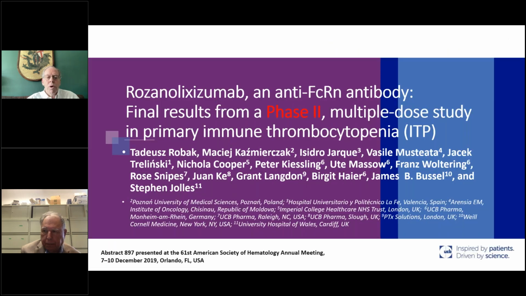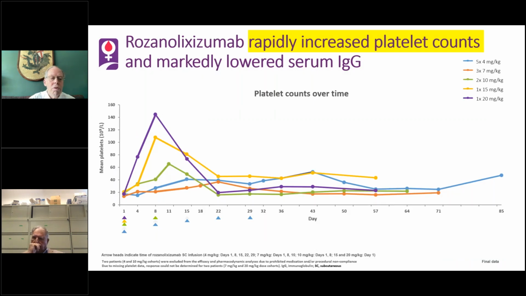Now, I think one of the points I'm going to be making is that it's not always so clear for other entities, which may be why, for example, there are no FcRn inhibitors licensed in ITP. And I'm going to show you the best acute results of anti-FcRn therapy in ITP from the phase 2 rozanolixizumab study. And the point here is, you can see that there are different doses.